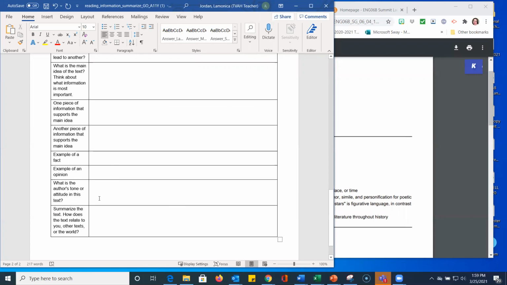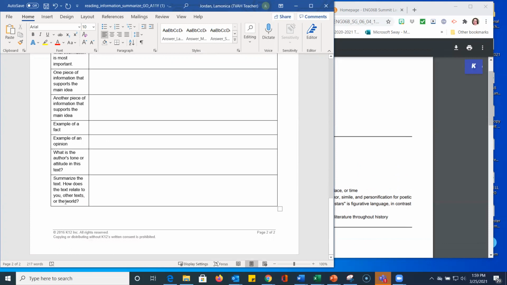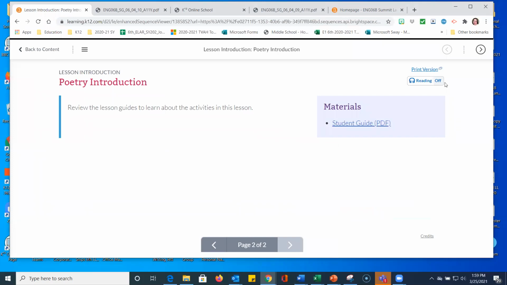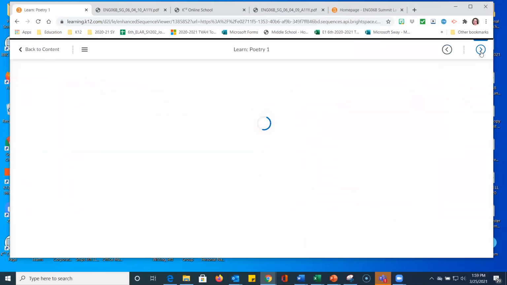What is the author's tone or attitude? And then summarize how the text relates to you. How can you relate to the poem? So you'll fill that out as you read each poem. All right, back to this tab, and we're ready to move on to Module 1.